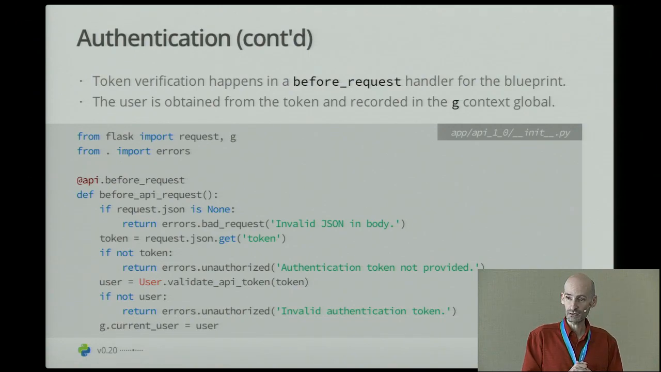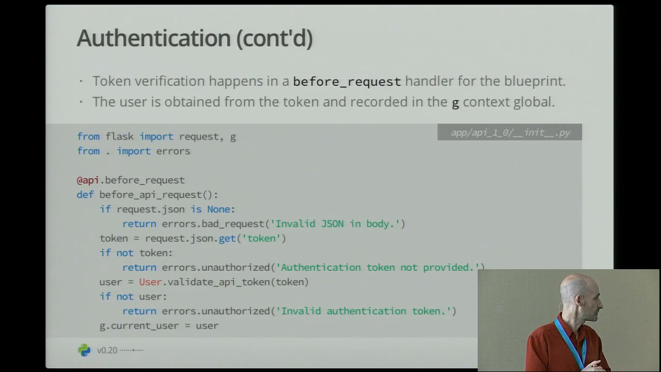If there's a JSON, I try to get the token out of that JSON. If there's no token, it's unauthorized. That person's trying to access the API without a token, so no. If I get a token, then I try to validate it with the method that I showed before, the static method in the user class, and that returns the user, or none if the token is invalid or expired.